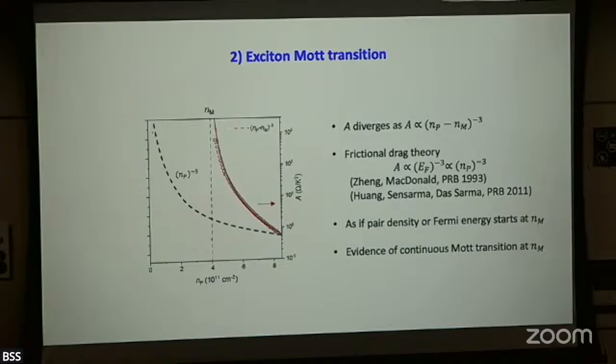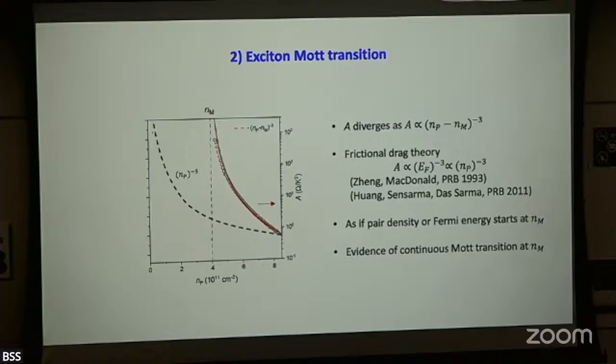But why this coefficient goes like the density shifted by the Mott density to the -1/3 power is still something we don't quite understand, because from Coulomb drag, this A coefficient, from those papers, should just go like the total density to the -1/3 power. But now it looks like it's counting from the Mott density. So that's something that still needs to be studied. So I think we have some evidence of a continuous Mott transition, unlike many theories that predict either a crossover or something more abrupt.